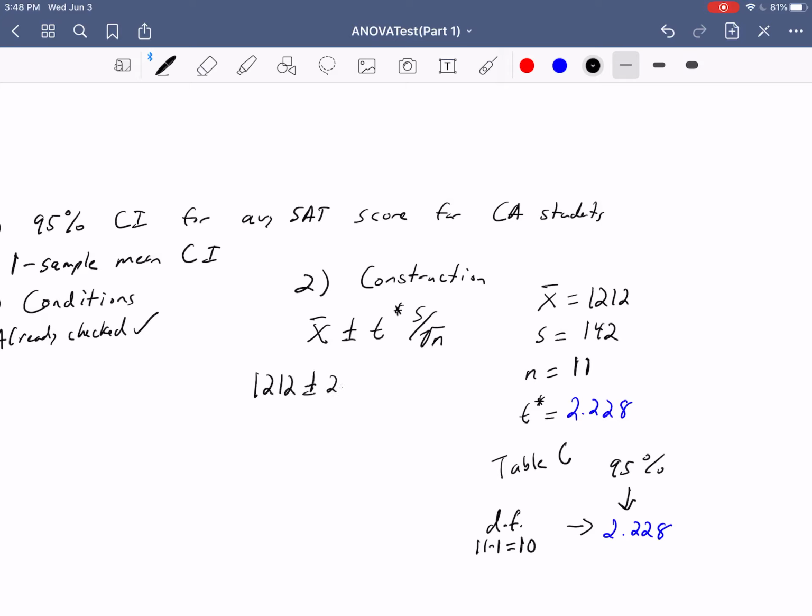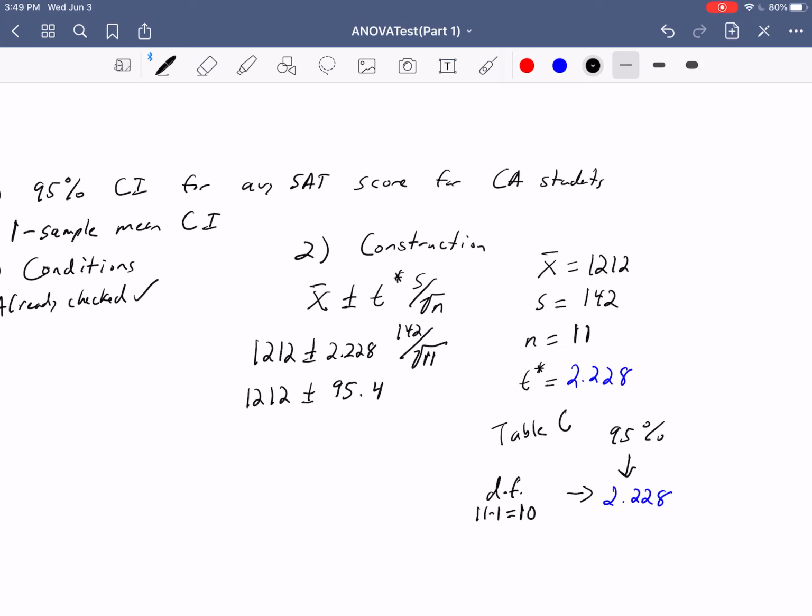So let's go ahead and fill this stuff in. 1212 plus or minus 2.228 times 142 over the square root of 11. Then we go ahead and calculate this. So this would be 2.228 times 142 divided by the square root of 11. So that would give us 1212 plus or minus, I'll just keep one decimal here, 95.4. Then let's go ahead and do our subtraction and then our addition. So if we do the subtraction, we should get 1116.6. And if we do the addition, we should get 1307.4.